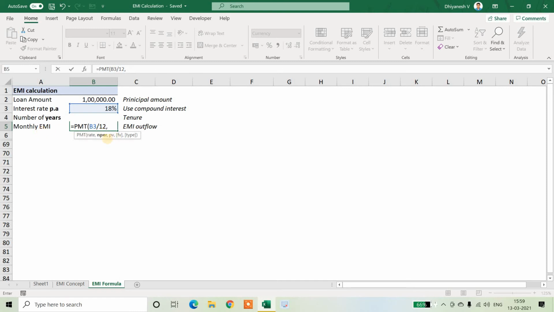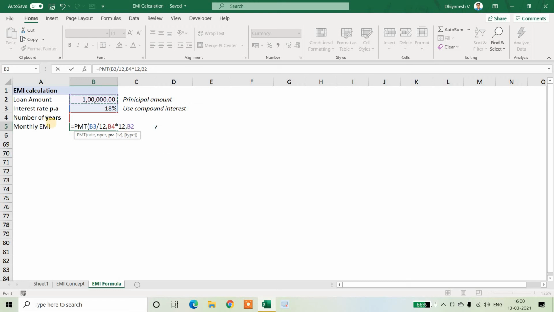And then the second argument is nper, that is the number of installments you are going to pay. So here I have 5 years, and I have to make monthly payments. Therefore 5 years into 12 months a year will be my repayment tenure, that is 60 months. And the present value is the loan amount that you are getting now, that is the 1 lakh rupees.